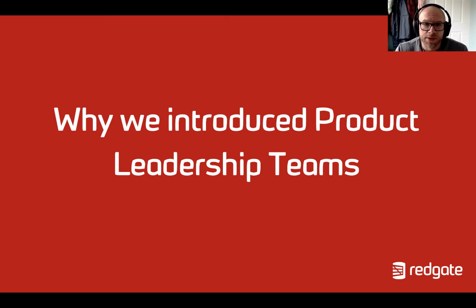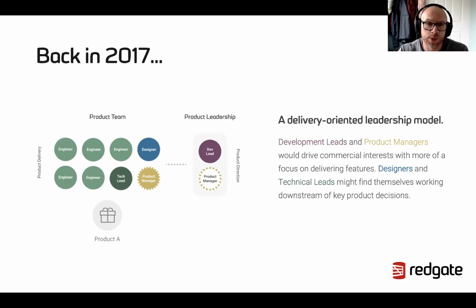So first off, let me go through our story, introducing, establishing, and then eventually scaling what is now our product leadership model. So if we rewind the clock to 2017, we had cross-functional teams comprising of around 5 software engineers, a product designer, technical lead and product manager, with delivery support, coaching and overall program management provided by our development leads. Responsibility for product leadership typically sat somewhere between the PM and development lead, with often a strong bias towards commercial goals and a throughput of features.